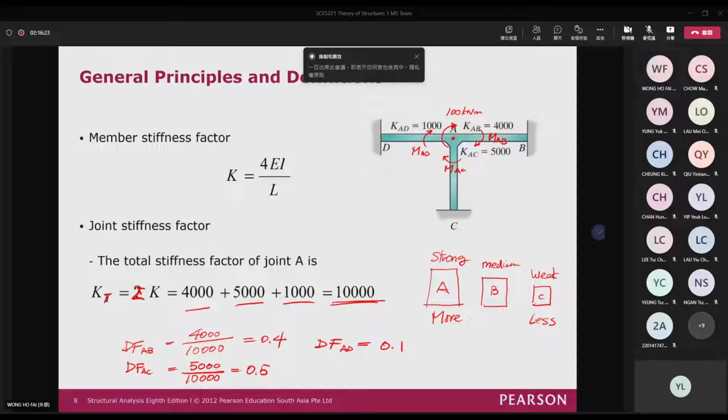Okay? So, as you still remember, our method is called moment distribution. So it involves the distribution of the moment at the joint to the members. So you can see that depending on the stiffness of the member, the distribution will be different accordingly.